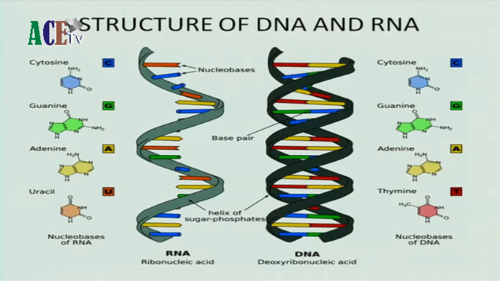I told us that thymine will bind to adenine. You can see it with your yellow and red. So adenine will bind with thymine, whereas you have your cytosine binding with guanine. So that's the structure of DNA.